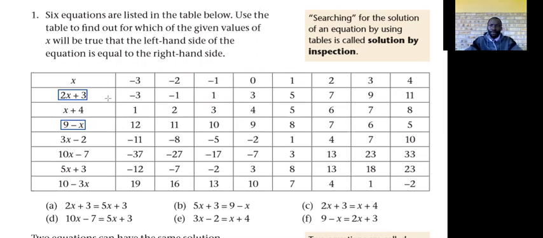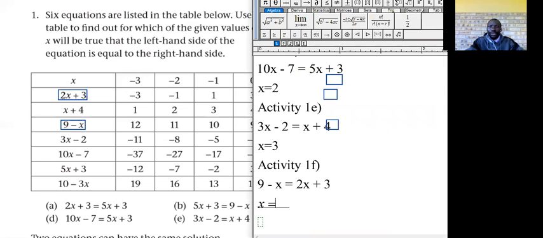Well, from here, what we are supposed to do, let's check the values of the expressions that are the same. This is very much like we did before. So we also have here 9 minus x and 2x plus 3, and the values of the expressions are the same at this point. When x equals 2. So the solution is x equals 2. That's the value of x.